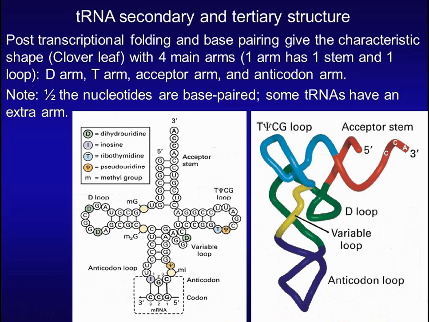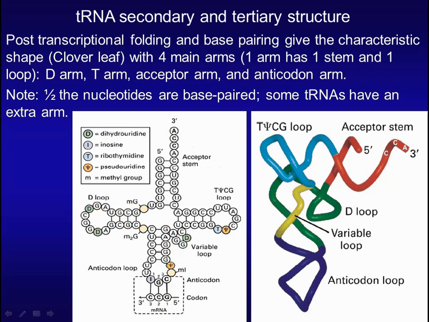Post-transcriptional folding and base pairing give the characteristic clover-leaf shape of tRNA. tRNA has 4 main arms: D-arm, T-arm, acceptor arm, and anticodon arm. Some tRNA has an extra variable arm. Typically, each arm has one stem and one loop. For example, the D-arm has one stem and one loop.